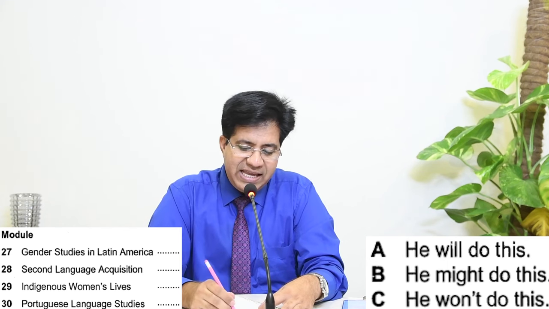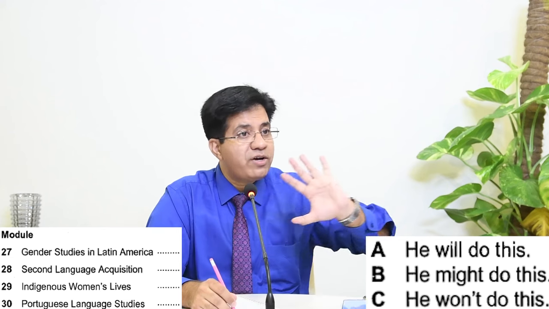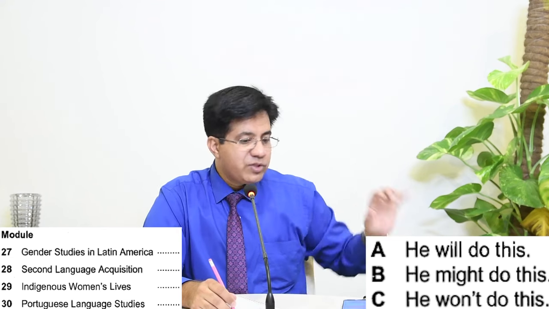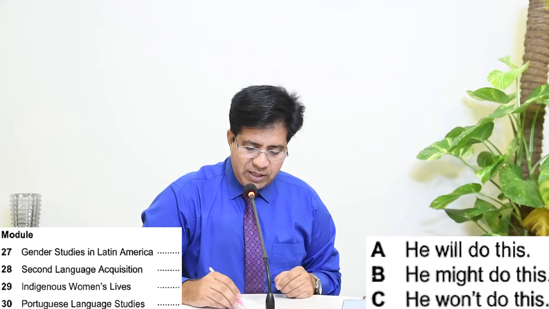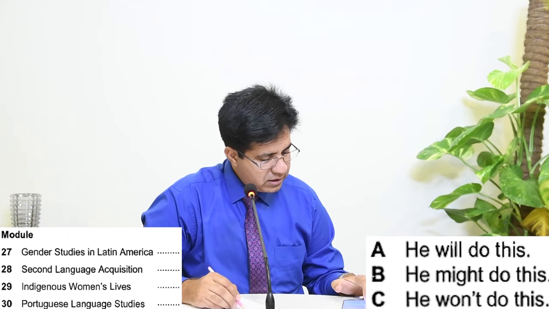So that is, he might do this because he did not refuse, he did not accept, so he might do this. That is option B. Let's go on. Question number 30, Portuguese language studies.